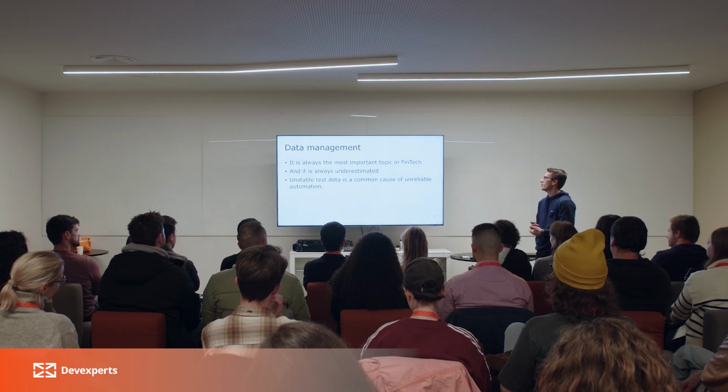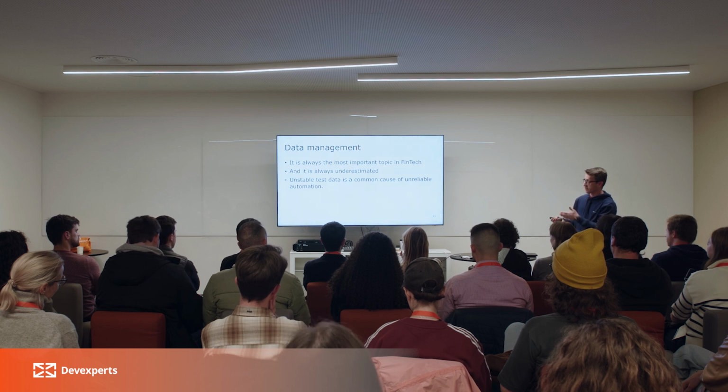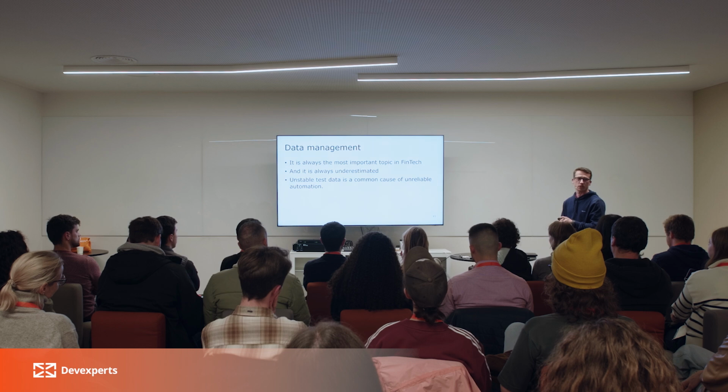So when we are planning automating something, sometimes we forget to think about how much time we will need to plan our data or to get our data. So unstable test data is, for me at least, a common cause of unreliable automation. So it's well done, but the data is not that good. And then you cannot trust your results.